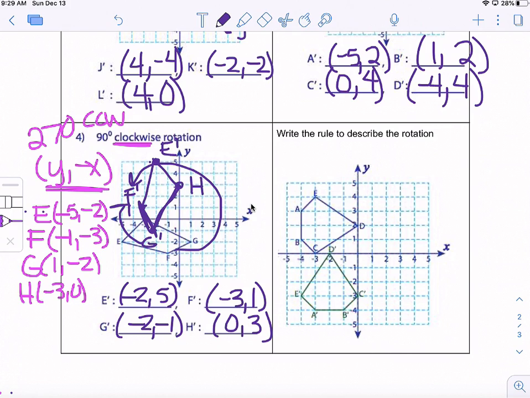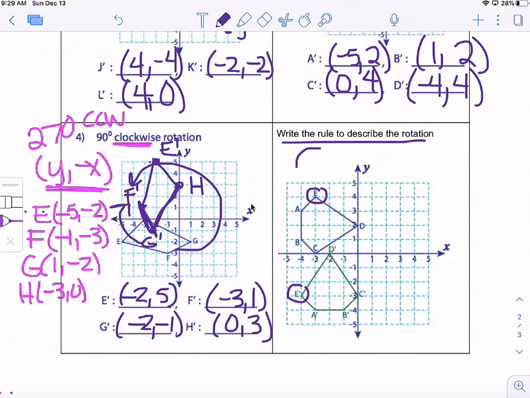Okay, the last one, we're going to write the rule to describe the rotation. So again, the first thing you want to do is locate the pre-image. Which one is the original one? Well, this is the original figure because it does not have the prime notation. So if you pick a point, I'll just start with E, and then here's E prime.